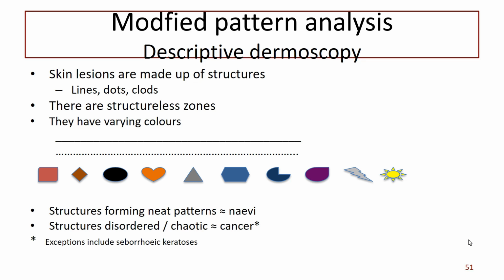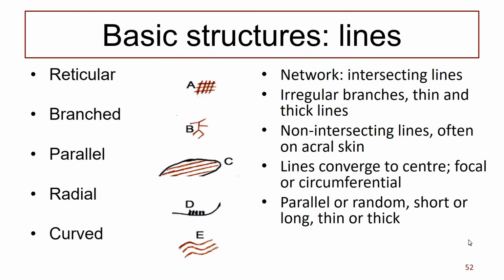If, on the other hand, they're all over the place, and there's a line here, and there's a dot there, and a clod in the middle, and it doesn't make any sense, and you've lost that pattern, it's cancer. And if we're talking about melanocytic lesions, we're then comparing the nice, neat pattern of a melanocytic nevus with the disordered chaos of a melanoma. We can have SEBKs, and they're tricky ones. We'll come to that. So lines can be recognized as reticular, or branched, or parallel, or radial. So radial means it comes out from the center, and you can have curved lines as well.